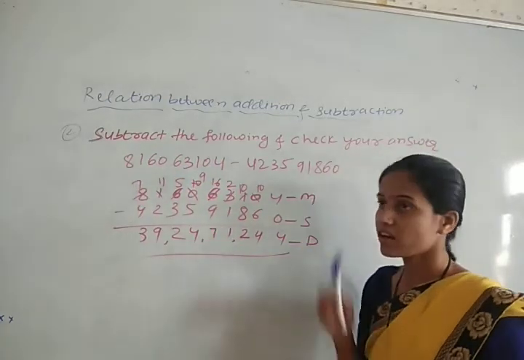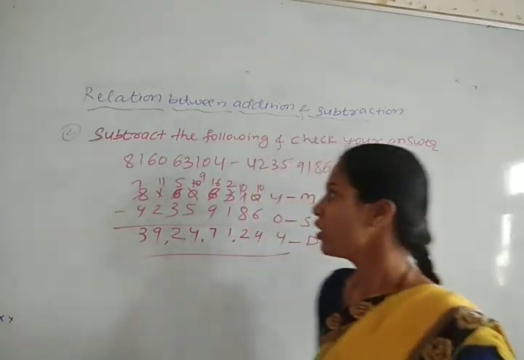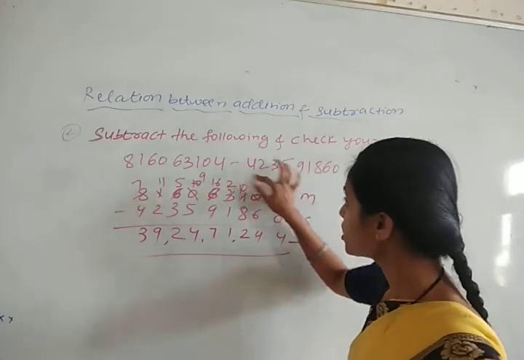Okay. Now subtrahend. Subtrahend is what? Subtrahend is a number which is being subtracted. Okay, here we are subtracting this one from this.